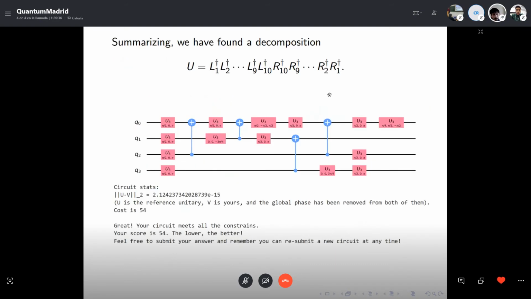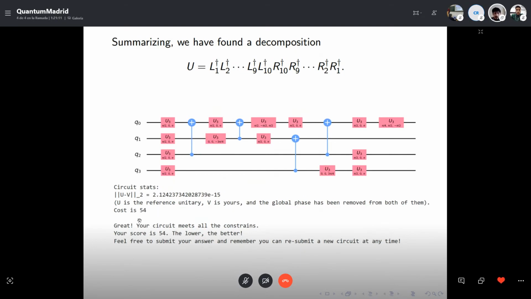So we have found a decomposition of U in this way. With this matrix, we can construct the corresponding circuit, this one. And checking the solution, we can see that the error is very near to 0. This is because this algorithm searches for an exact circuit, an exact decomposition of the matrix. So it's not very surprising that this is very near to 0.